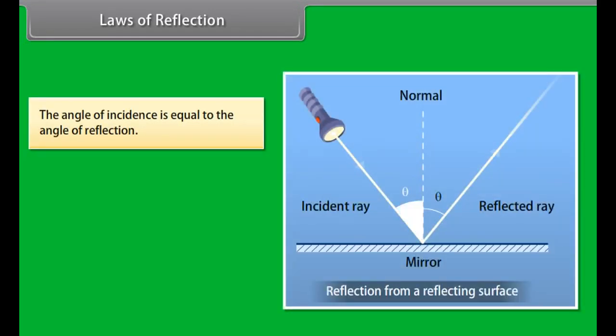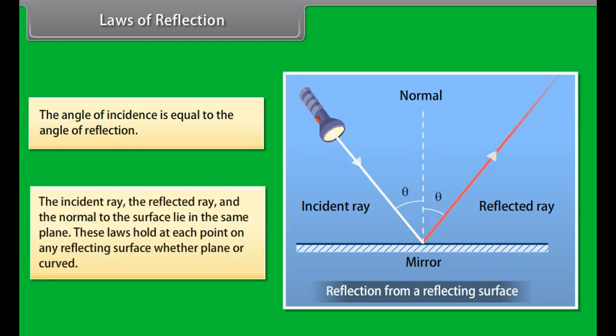Laws of reflection: the angle of incidence is equal to the angle of reflection. The incident ray, the reflected ray and the normal to the surface lie in the same plane. These laws hold at each point on any reflecting surface, whether plane or curved.